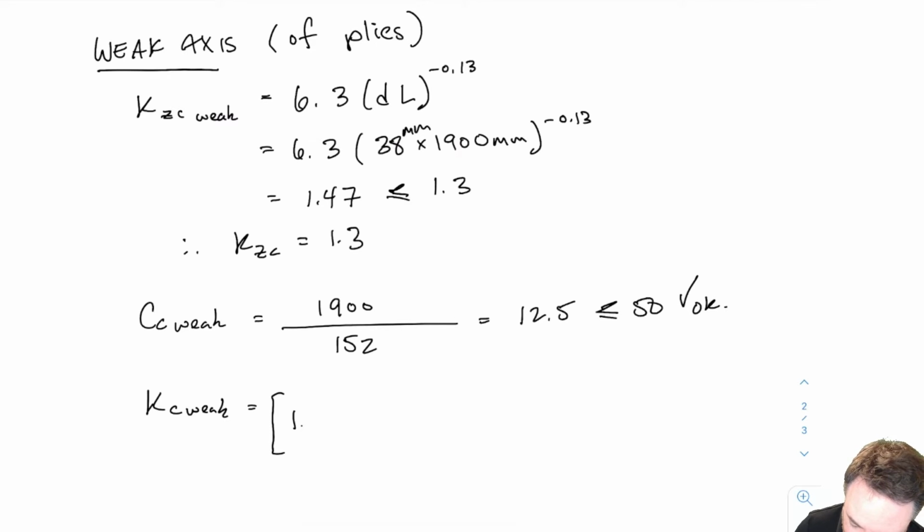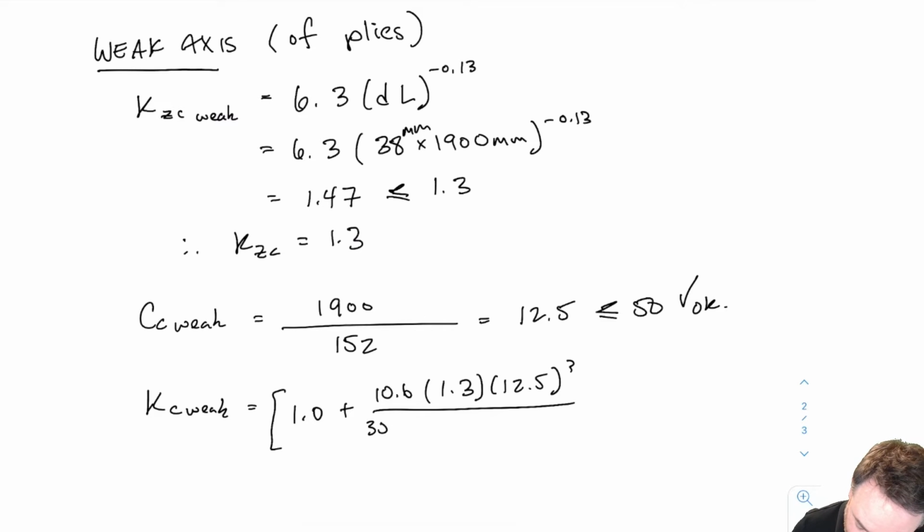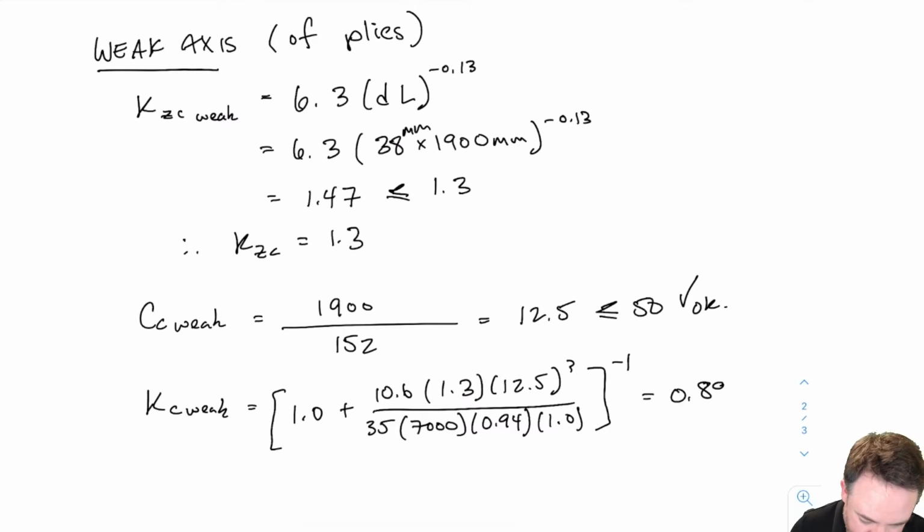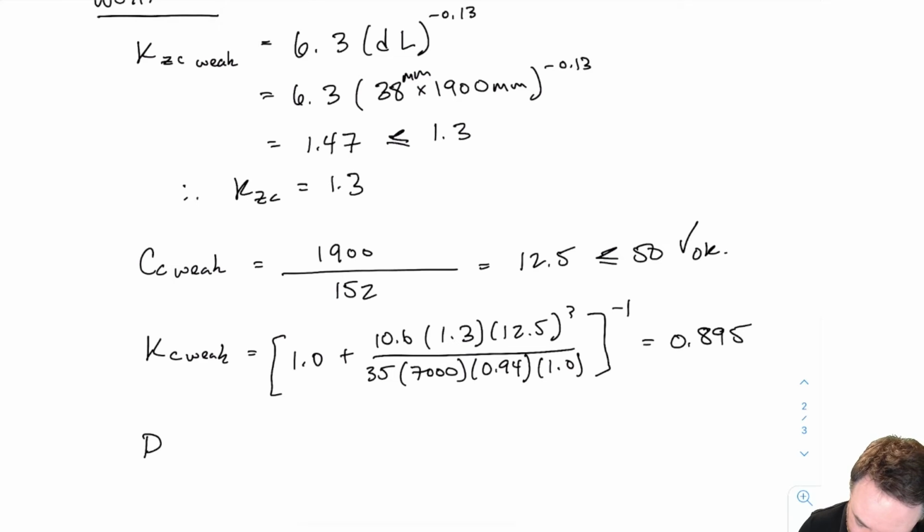I'm just going to sub in the values. We've seen this equation many times before. 1.0 plus 10.6 is our FC. 1.3 is our KZC. 12.5 is our slenderness. We cube that, divided by 35 times E05 here, which is 7,000, times 0.94, which is our KSE, the service condition for Young's modulus. Then we put that all to the power of -1 and we get 0.895.